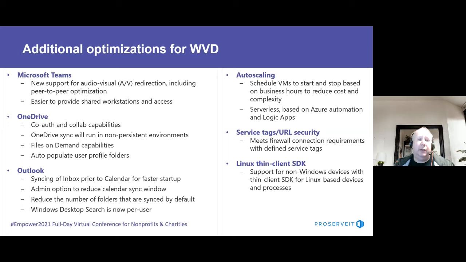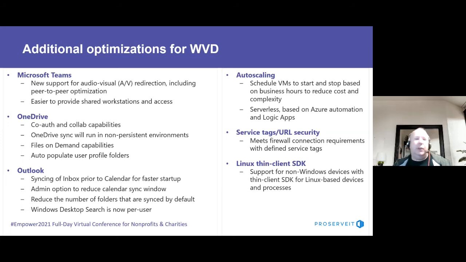From an Outlook perspective, we're able to prioritize the syncing of inbox before the calendar. And this is really important when first launching Outlook for the first time. Once you have your Outlook profile cached, you're no longer really worried because the vast majority of the data the user is going to access is already available in that OST file. But when a user is first logging into a virtual desktop for the first time, being able to prioritize different types of information to get them productive in a more timely fashion is key. So being able to prioritize your inbox over your calendar helps ensure that users are able to get productive that much faster.